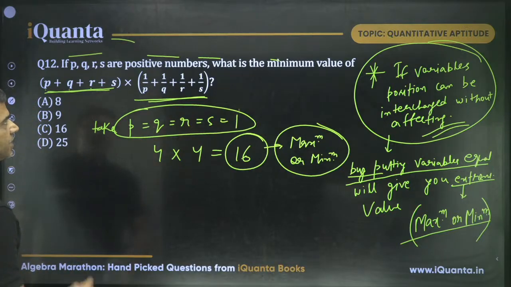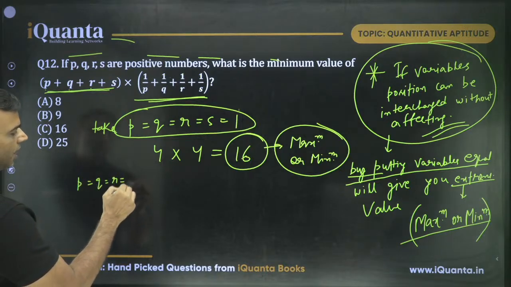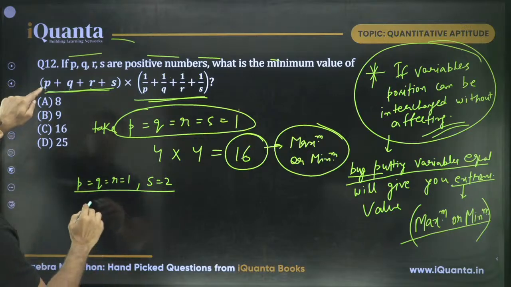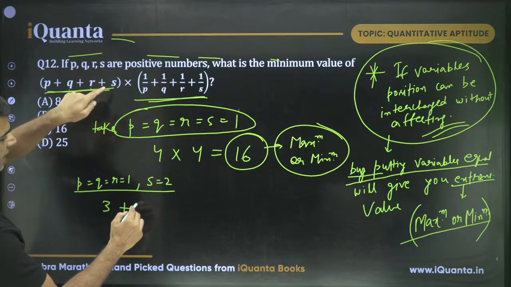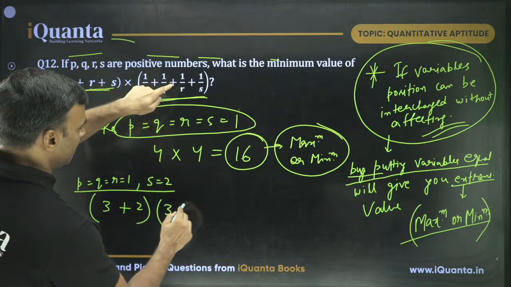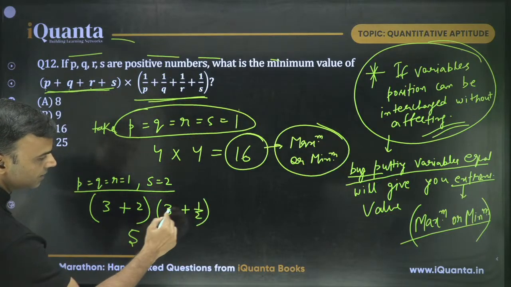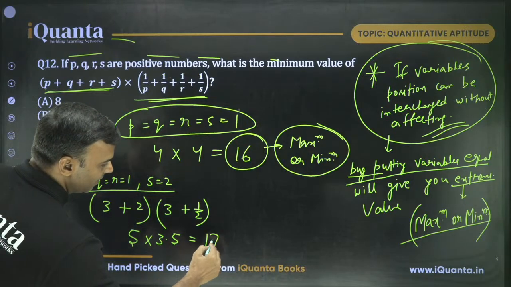Change any one of them. For example, if I take P equal to Q equal to R equal to 1 and take S equal to 2, what will happen? This will become (1 plus 1 plus 1, that is 3, plus S, that is 2) into (1 plus 1 plus 1, that is 3, plus 1 by 2). So what do you get? You get 5 into 3.5. How much is it? It is 17.5.